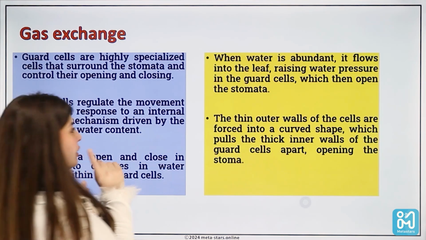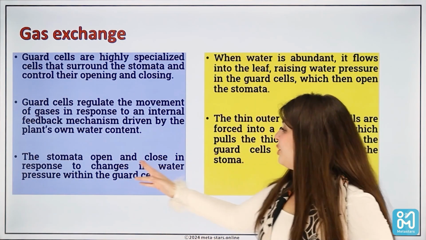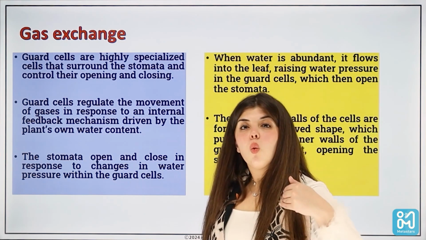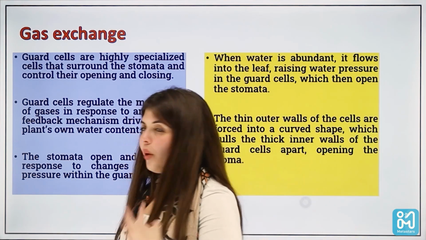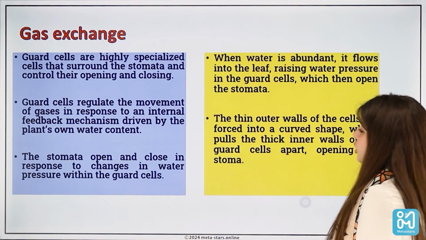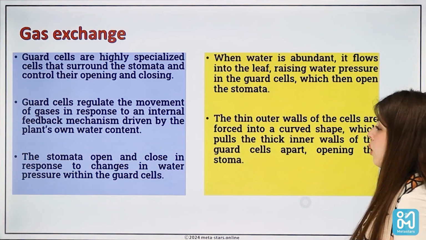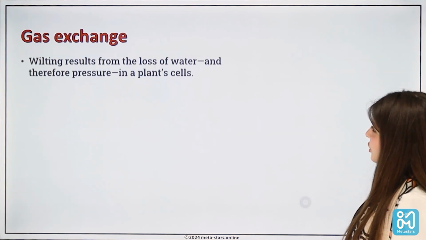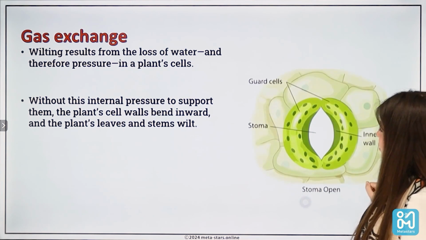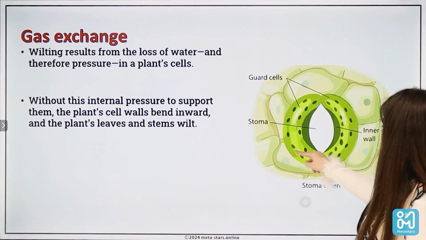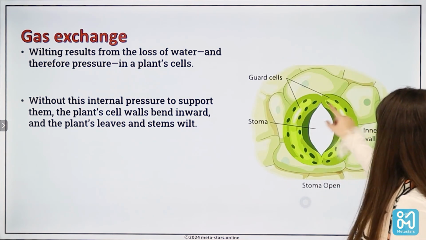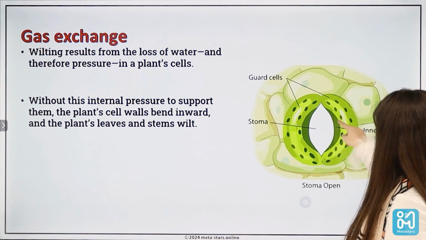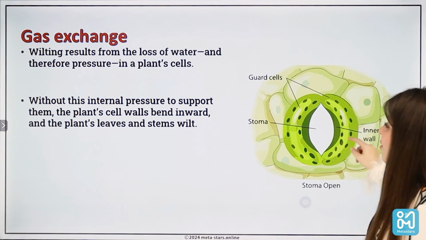By the way, the stomata open and close in response to change in water pressure within the guard cell. Okay, so what stimulates the stomata to open and close? The change in water pressure within the guard cell. Okay, let's see. The stoma, guard cell that controls the opening and closing, and the pressure of water is the trigger.